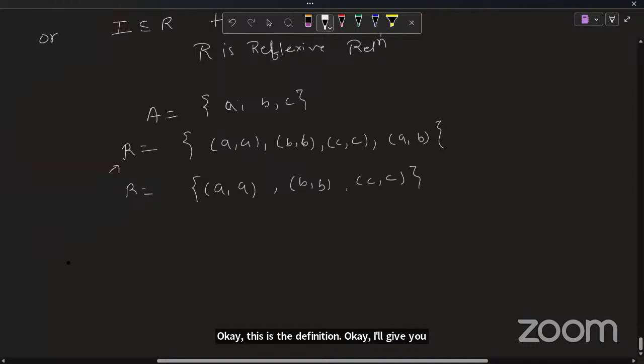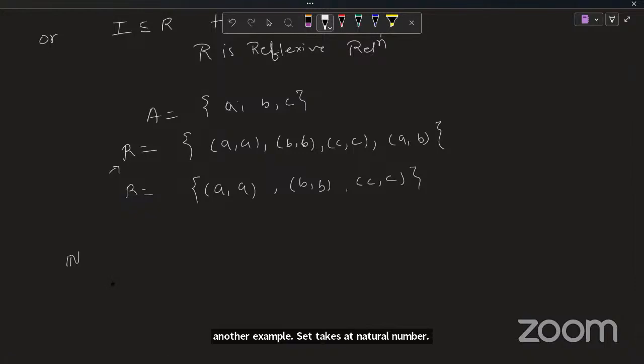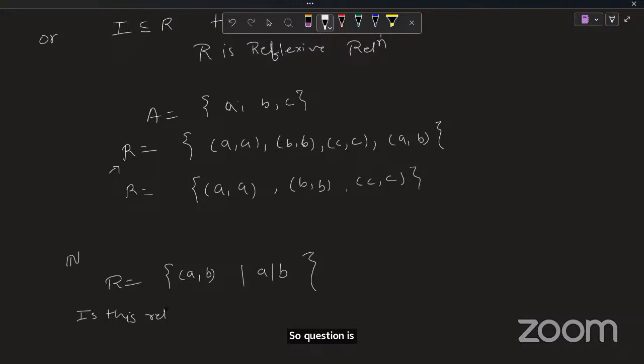I will give you another example. Take the set of natural numbers. Just give your answer, yes or no, in the chat box. I am defining a relation R by taking pairs A and B where A divides B. So the question is, is this relation reflexive? If you say yes, I will ask why it's yes, and if you say no, I will ask why it's no.